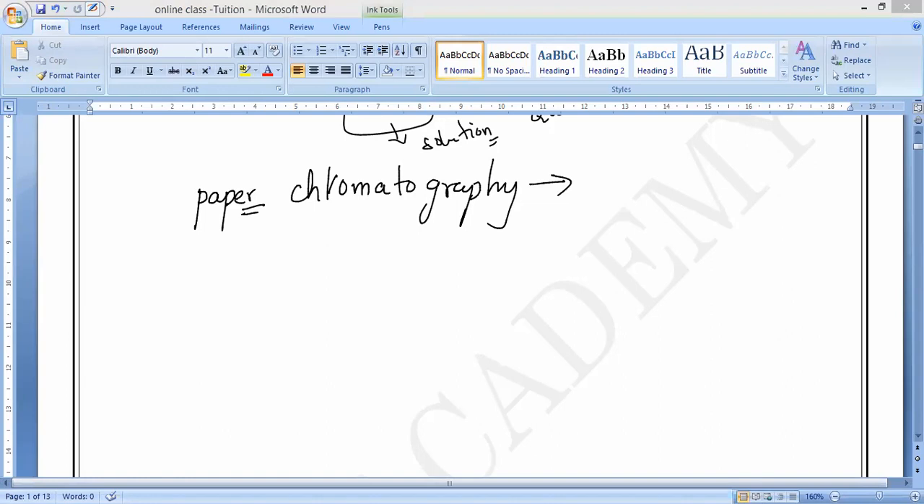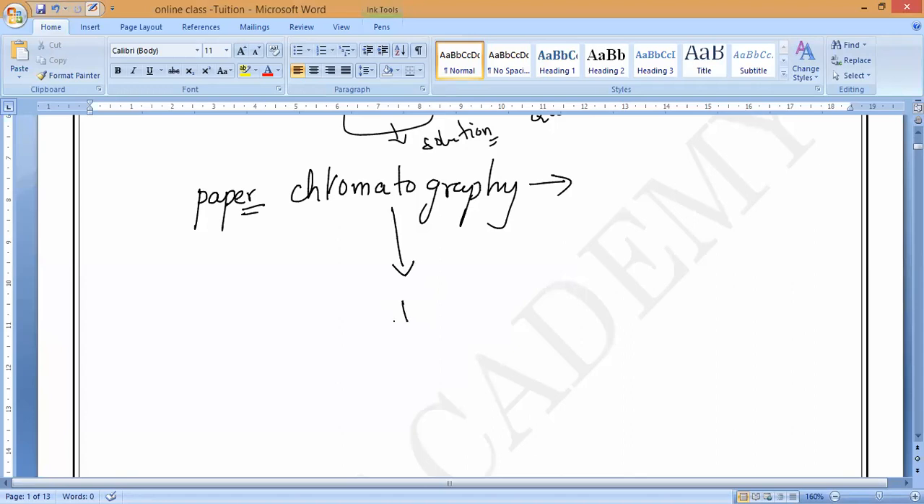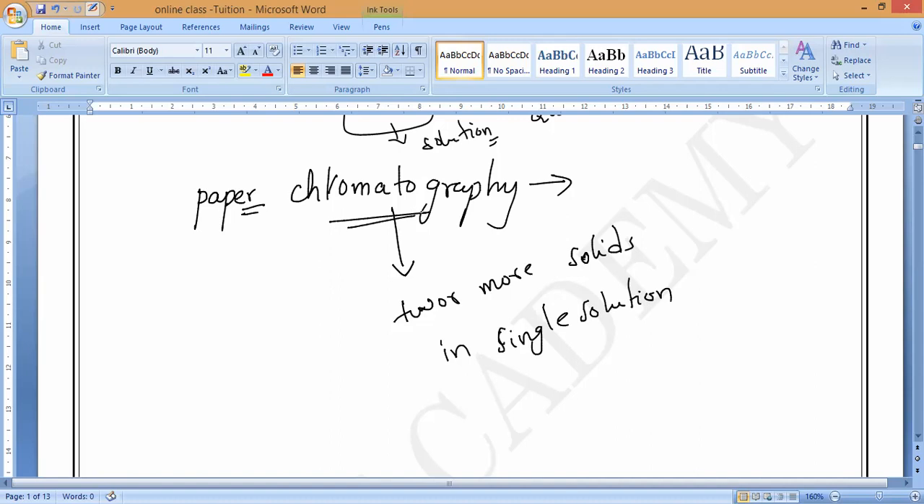By using paper chromatography, we can separate how many soluble solids? Two or more soluble solids, two or more different substances present in the same solution. By using paper chromatography, we are going to separate two or more dissolved solids in a single solution, which we are studying in today's class.